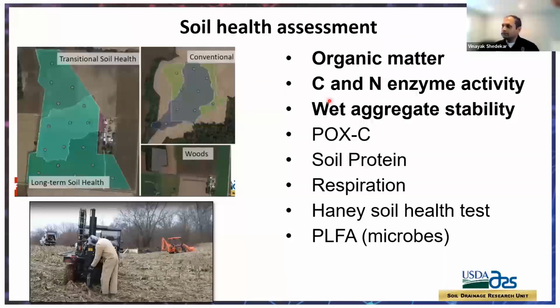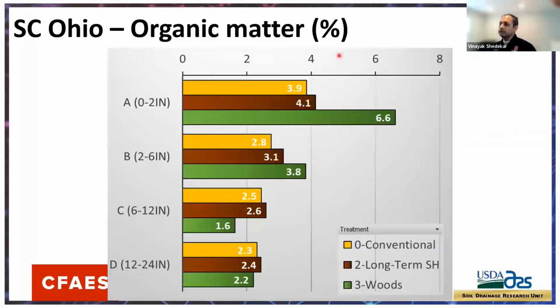For the sake of time, we are not presenting all the results from the soil health analysis because the water quality is the focus. Organic matter tends to be a really good indicator of overall soil health, and this is the results from that south of Columbus site. Yellow is the conventional field, brown is the soil health field.